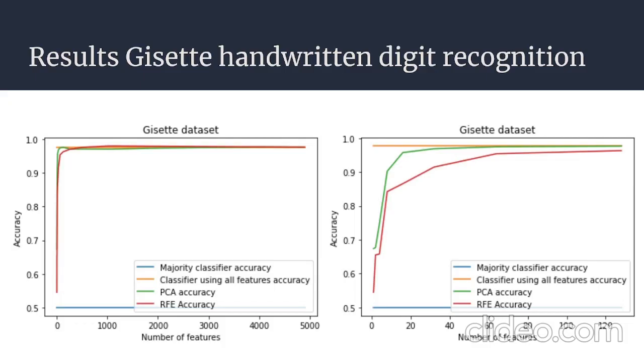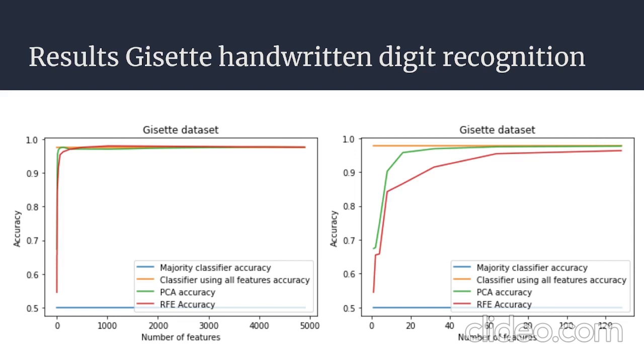So these are the results for the Gazette data set. They can be summarized in the graphs below. The blue line is the majority classifier. This is at 50% because there are even numbers of 9s and 4s in the data set. And the yellow line up here is going to be the accuracy when using all of the features.